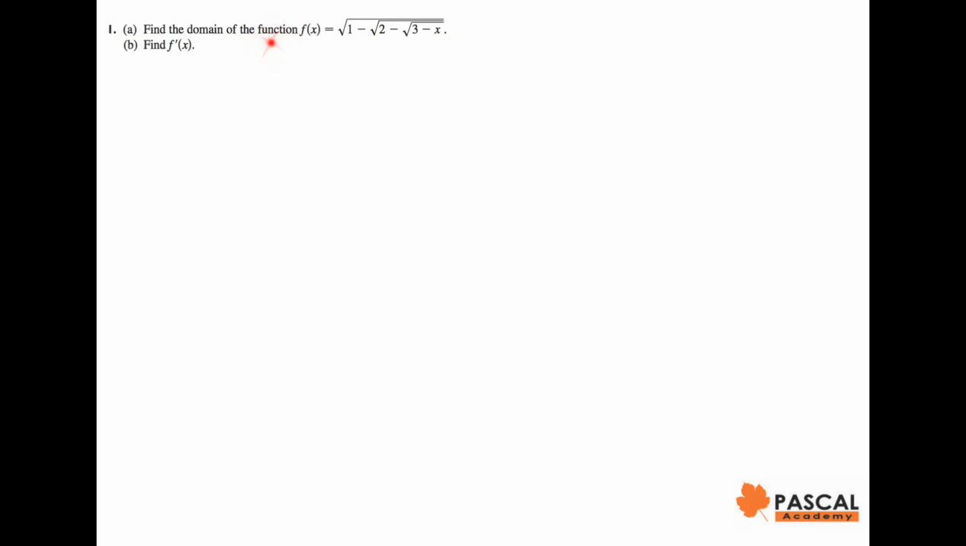Find the domain and the derivative of f of x equals square root of 1 minus square root of 2 minus square root of 3 minus x. For finding the domain of this function, we need to solve this system of inequalities.